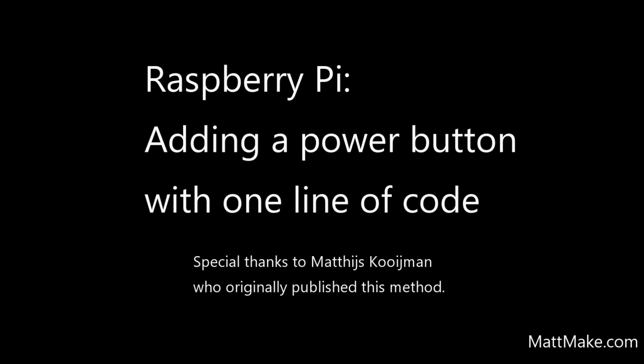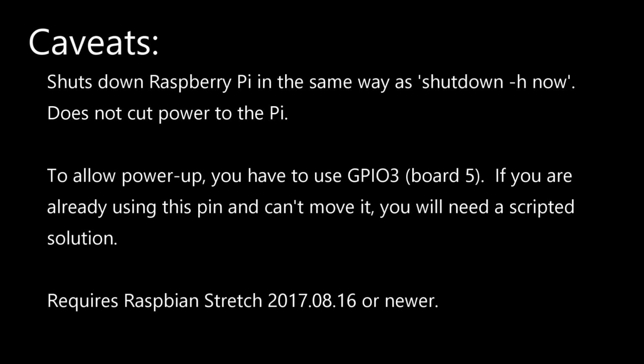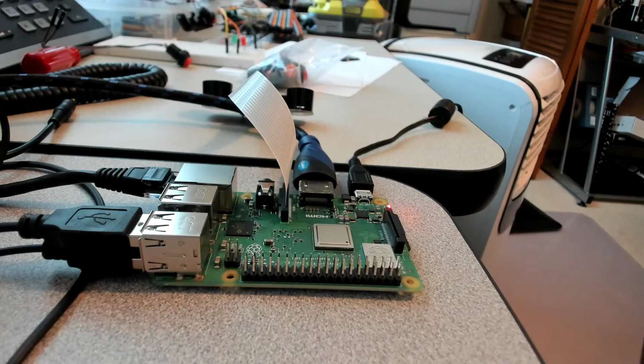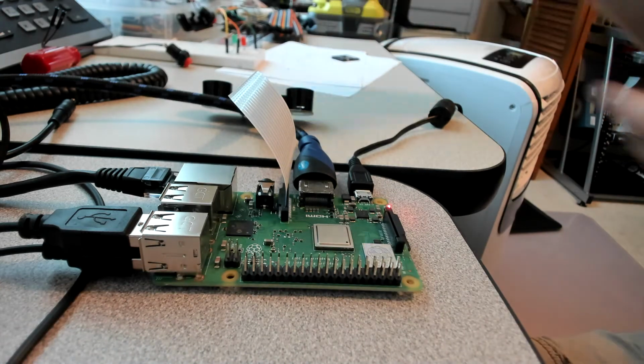Welcome. Today we're going to add a power button with one line of code and, of course, the physical pieces we need. Here's a few caveats. The biggest one is you've got to use GPIO 3. All right, parts, what we're going to need.